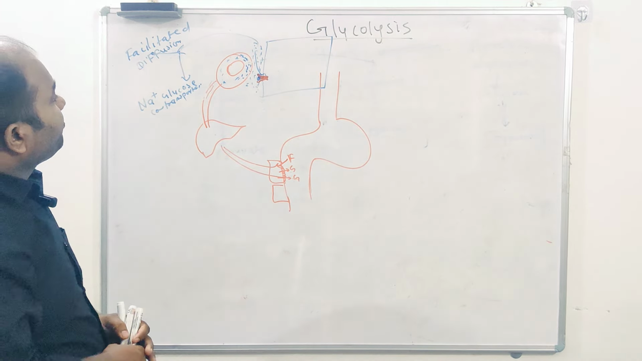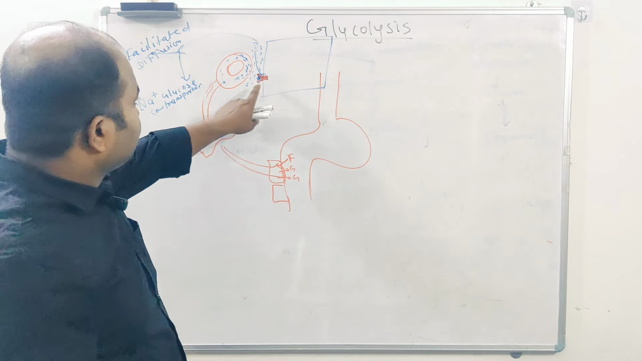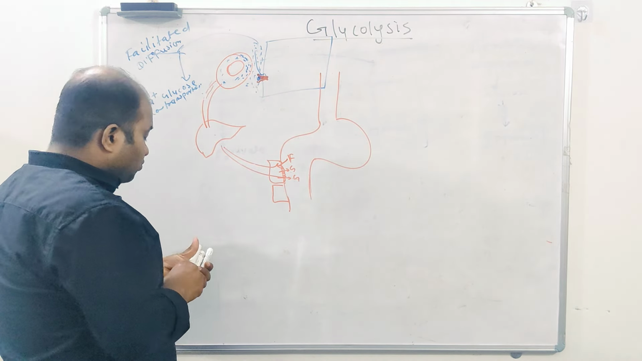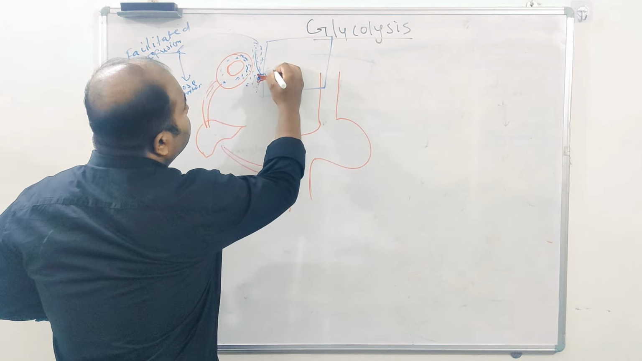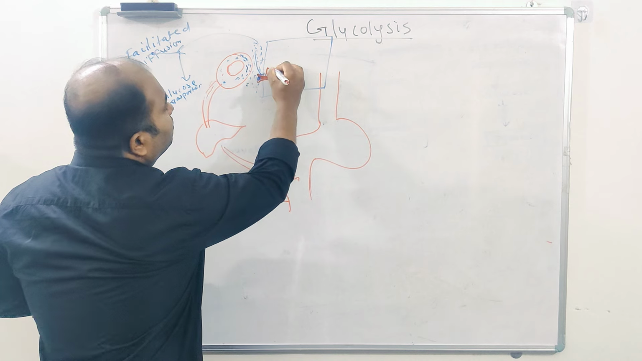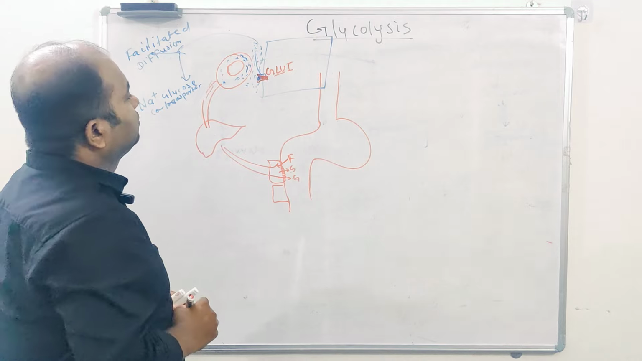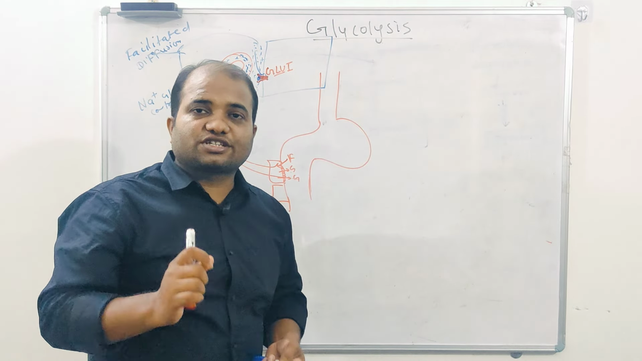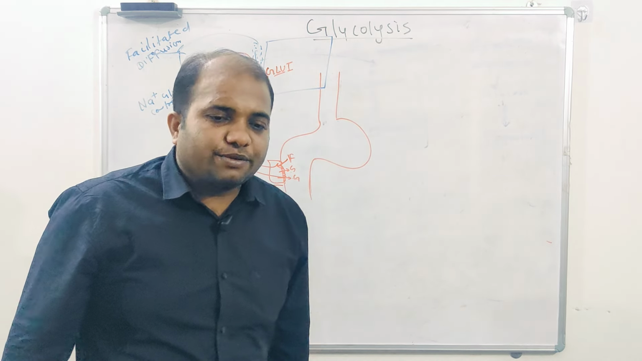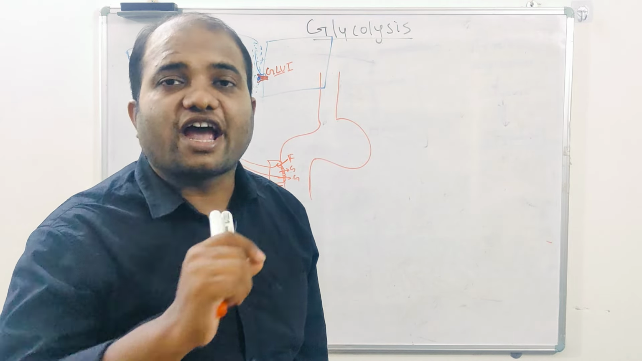Now, based on this transporter, what will we call it? Glucose transporter, or in short GLUT. Such a type of protein is known as GLUT. Till now, approximately 14 kinds of glucose transporters have been identified.